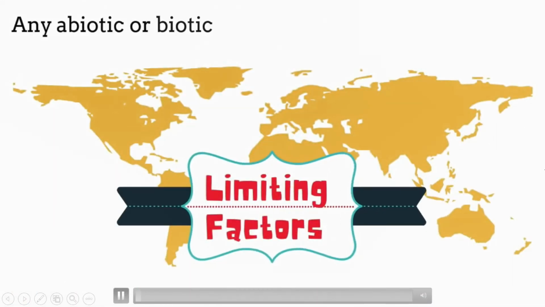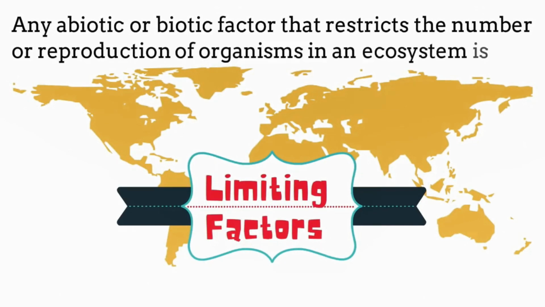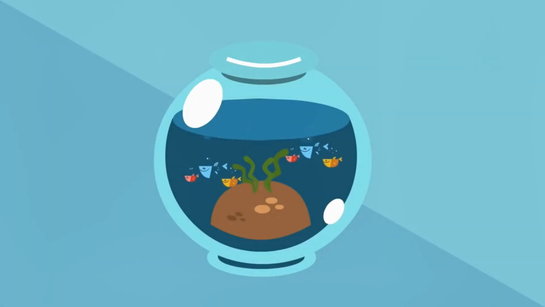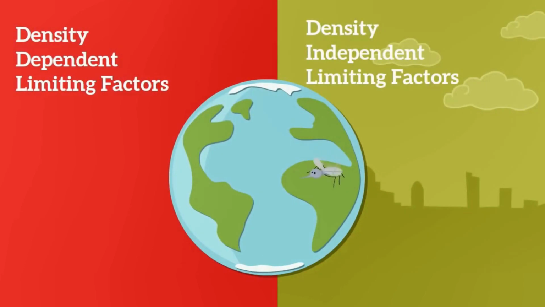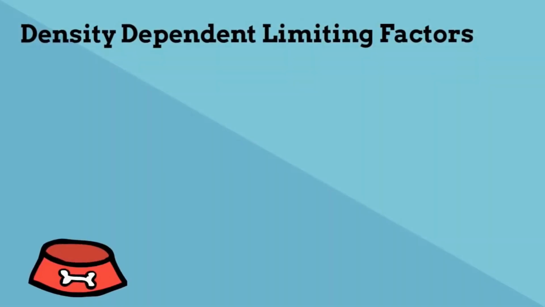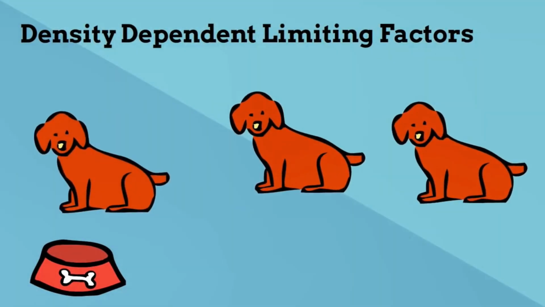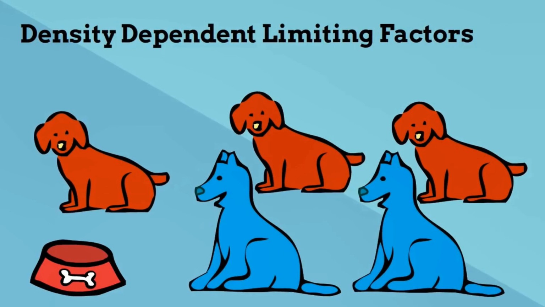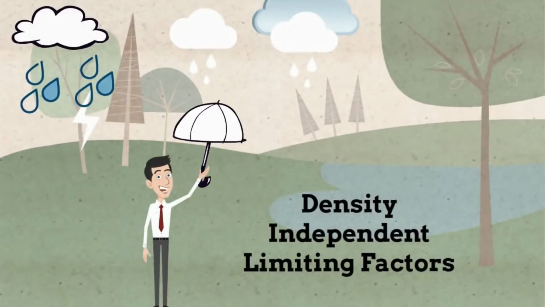Any abiotic factor or biotic factor that restricts the number or reproduction of organisms in an ecosystem is called a limiting factor. Take this ecosystem found in the fishbowl. The limiting factors could be the size of the bowl, the amount of water, or the temperature, and any of these can limit the number of fish that can survive in the fishbowl. Limiting factors can be dependent limiting factors and independent limiting factors. Dependent limiting factors depend on the number of organisms. For example, the amount of food available for each organism depends on the number of organisms in this ecosystem. An independent limiting factor does not depend on the number of organisms. For example, the amount of rainfall does not depend on the number of organisms.